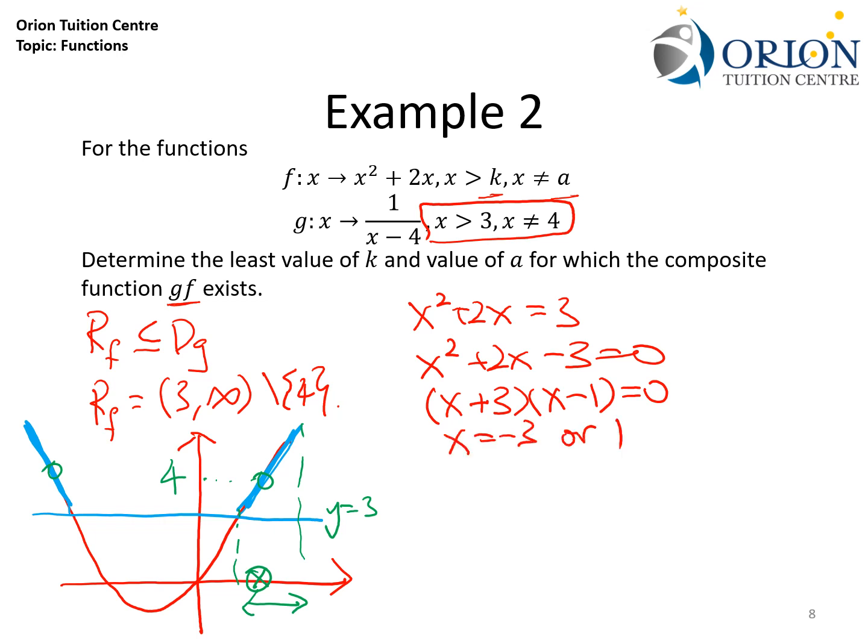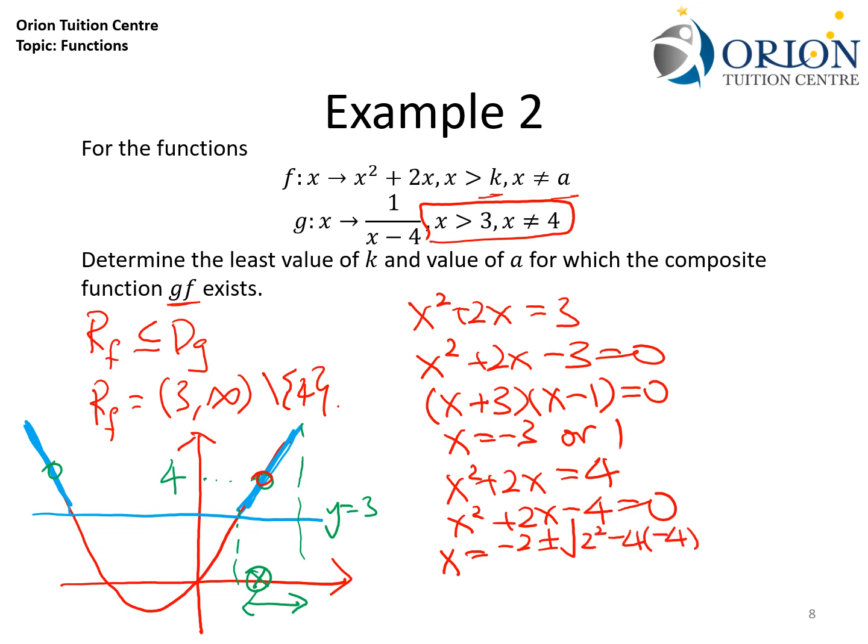Next, I'm going to solve for this point over here. So x squared plus 2x equals 4, x squared plus 2x minus 4 equals 0, and for this I have to solve using the quadratic formula, x equals minus 2 plus minus square root of 2 squared minus 4 times negative 4, over 2, and this gives me negative 2 plus minus square root 20 over 2, or negative 1 plus minus square root 5.